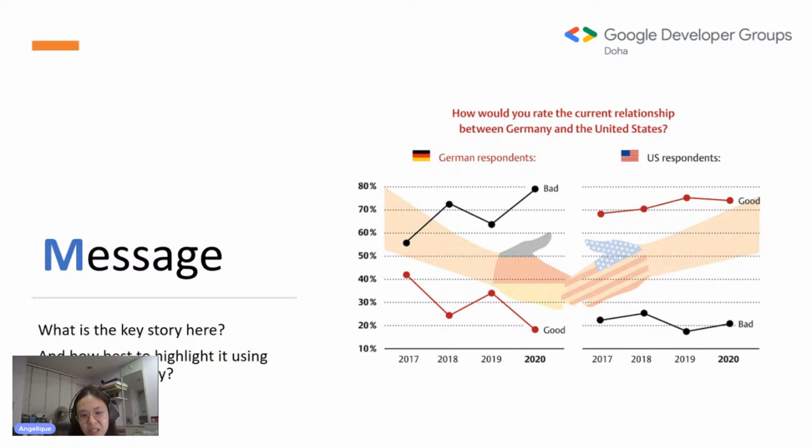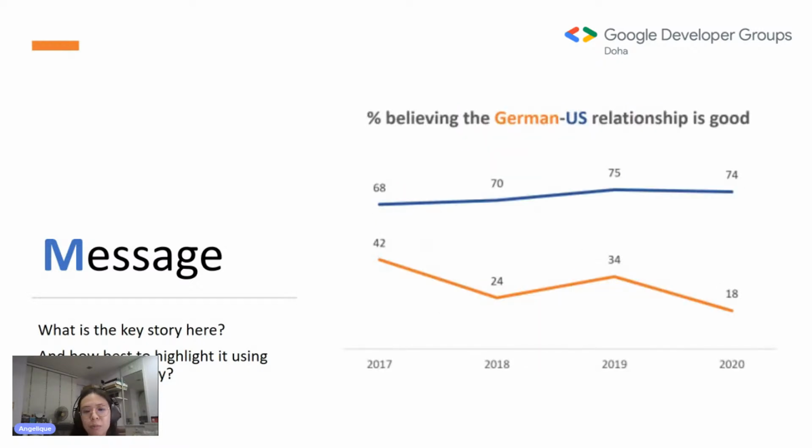But what we need to see, right, and for me, the key message is that across the years, German respondents have thought that relationship with the US is not good and potentially worsening. But for the US, it's maybe even on a slight increasing trend and generally very good. So that's a key message I wanted to highlight. And in that case, I can eliminate the 2 lines of bad because that doesn't help my message at all.